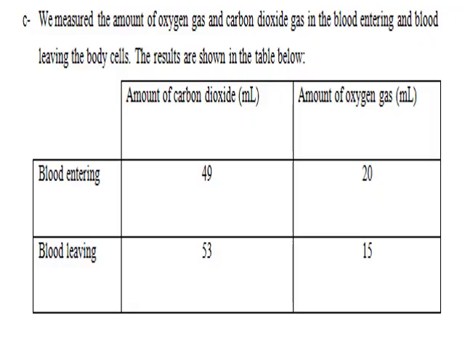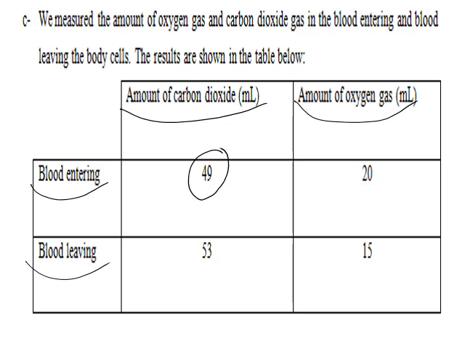We measure the amount of oxygen and carbon dioxide in blood entering and in blood leaving the body cells. The results are shown in the table below. This shows the blood entering and this is the blood leaving. This shows the amount of carbon dioxide and this is the amount of oxygen gas. Here in the blood entering, the amount of carbon dioxide was 49 milliliters, while this value increases in the blood leaving to reach 53 milliliters. Regarding oxygen gas, in the blood entering it was 20 milliliters, while in the blood leaving it decreases to 15.